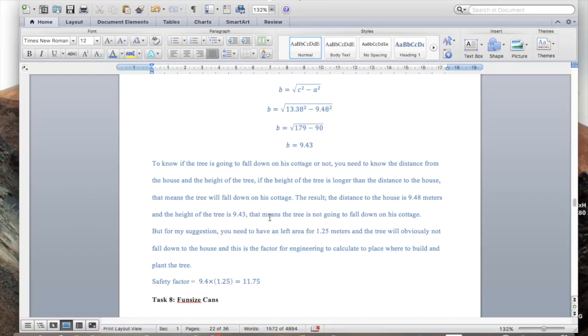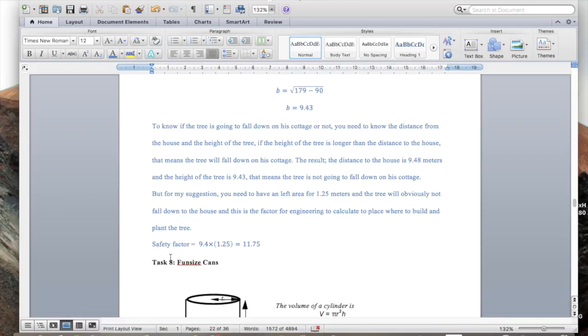9.43. That means the tree is not going to fall down on his cottage, but my suggestion is you need to leave an area of 1.25 meters, so it's not absolutely going to fall down on your house. And this is the factor that engineers use to measure the house and trees.